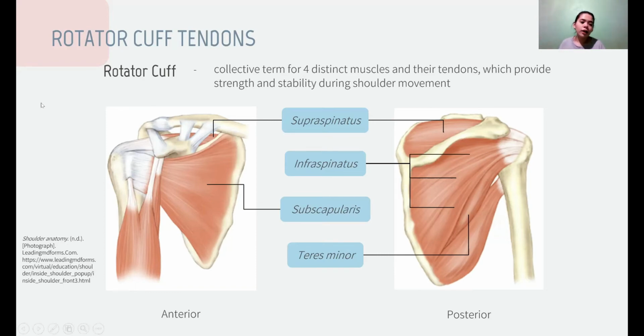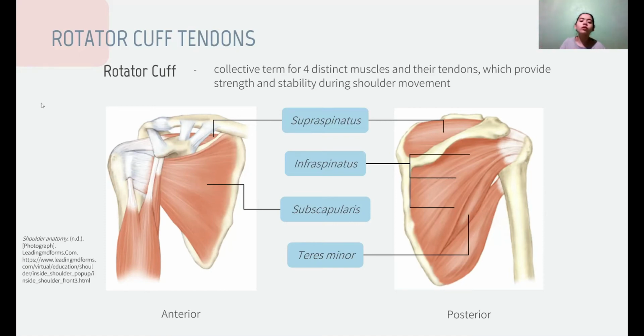Okay. Again, rotator cuff is the collective term for 4 distinct muscles and their tendons, which provides strength and stability during shoulder movement. It's a collective term, basically a layman's term for the muscles and tendons over here. That's why you can rotate. It's called rotator cuff for a reason, because you can rotate your arm because of them, and they're made up of 4 distinct muscles and their tendons, so it's really a combination.